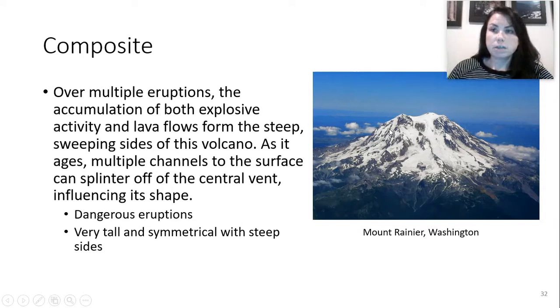These composite volcanoes typically have some of the most dangerous eruptions, and they're very tall. And while they're symmetrical, they have a lot of variation on the sides. So here's an example from Mount Rainier. You can see that there's multiple channels on the outside of the volcano of where there have been multiple eruptions.